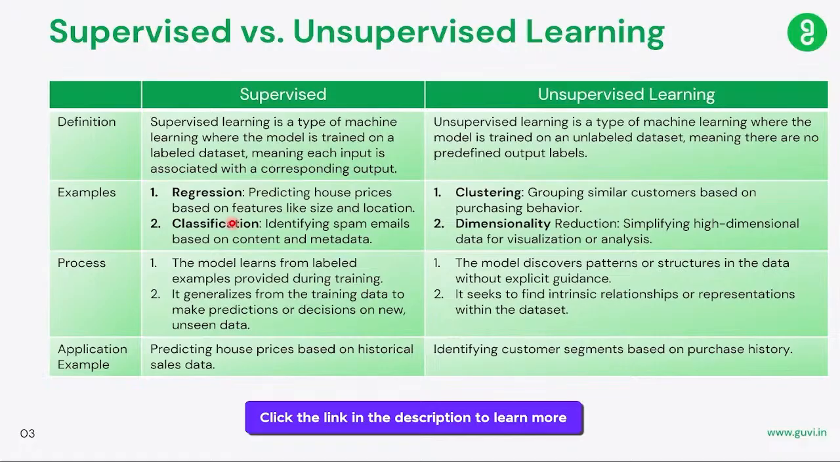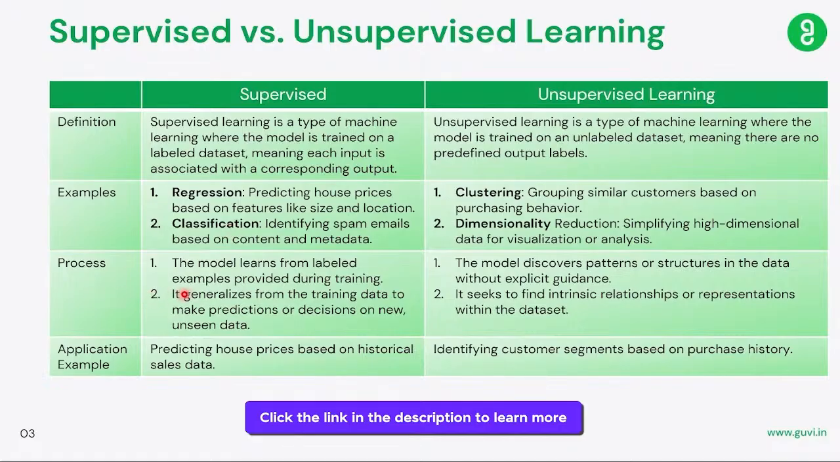Like I mentioned, supervised learning requires labeled data for training, aiming to learn a mapping from inputs to outputs. On the other hand, unsupervised learning works with unlabeled data, aiming to discover underlying patterns or structures in the data. Let's consider a practical application of both paradigms. In supervised learning, we could predict the house prices based on historical sales data, leveraging the labeled examples. In unsupervised learning, we could identify customer segments based on purchase history, uncovering hidden patterns without any explicit labels.